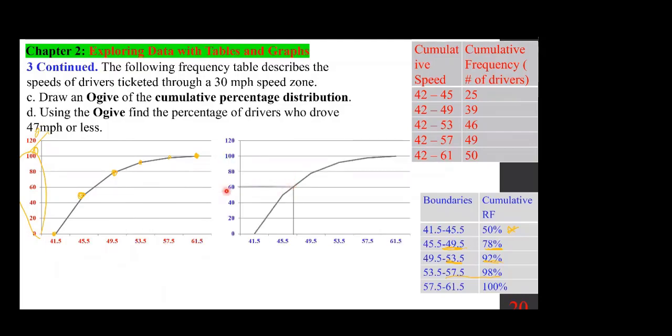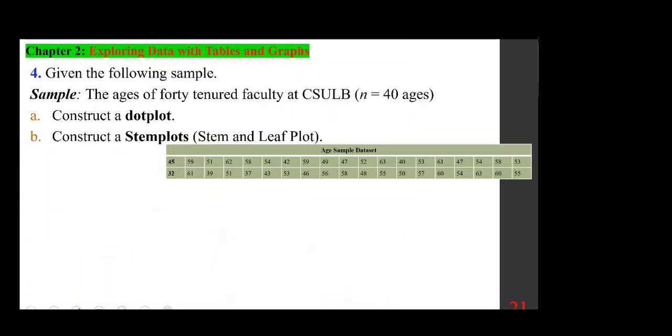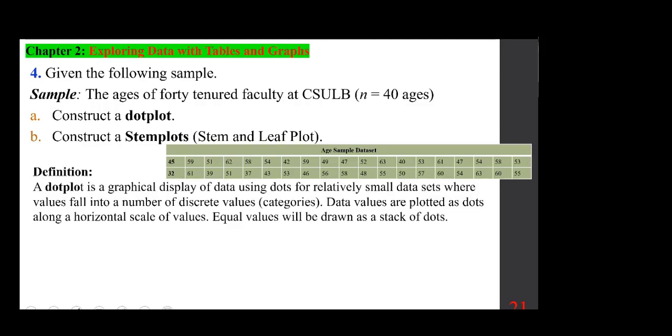Given the following sample, which is the ages of 40 tenured faculty at CSULB, n equals 40, we want to come up with a dot plot and stem plot. So quickly, what is the definition of a dot plot? It is a graphical display of data using dots for relatively small data sets, where values fall into a number of discrete values. Data values are plotted as dots along a horizontal scale of values, equal values will be drawn as a stack of dots.